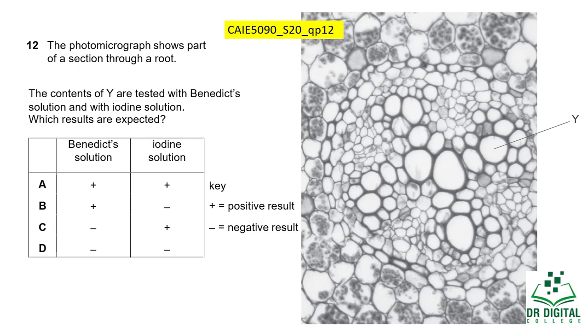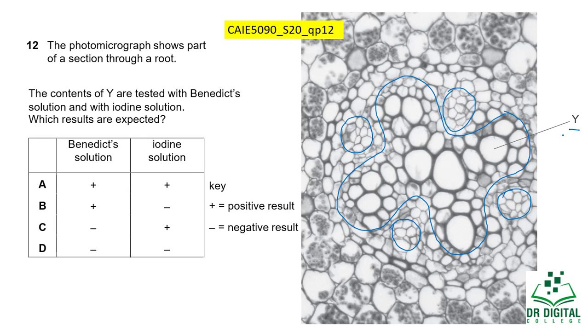In this question, the photomicrograph shows part of a section through a root. The contents of Y are tested with Benedict solution and with iodine solution. Which results are expected? So first of all, you should know what Y can be. Y is the xylem. This area is for xylem. If you look, it is almost star shaped. This is the xylem area, while this area is for phloem, this area is for phloem, this area is for phloem, and in between the star this is phloem.